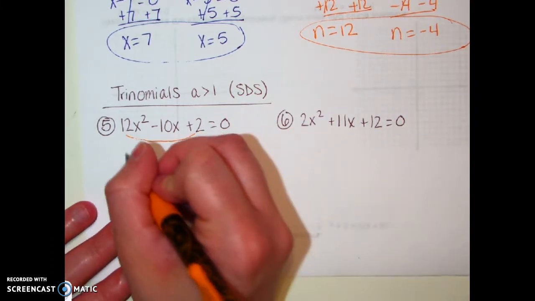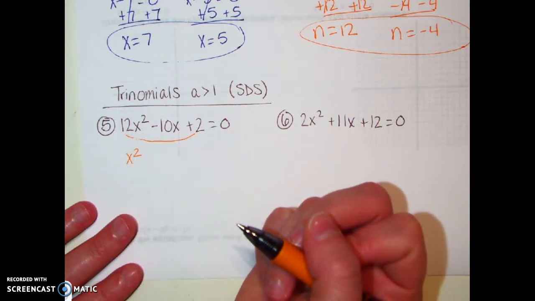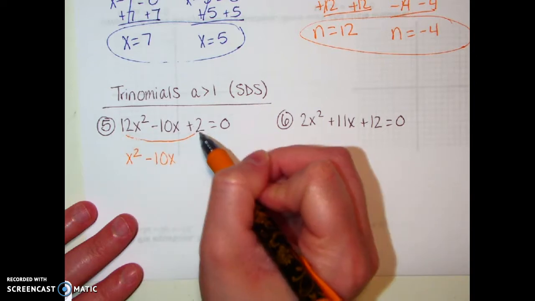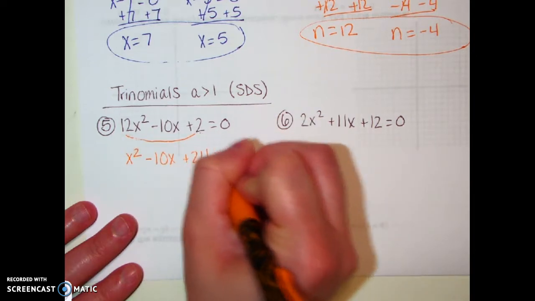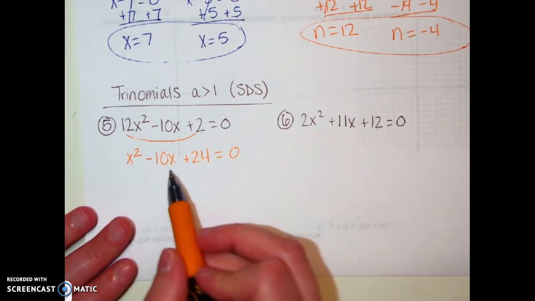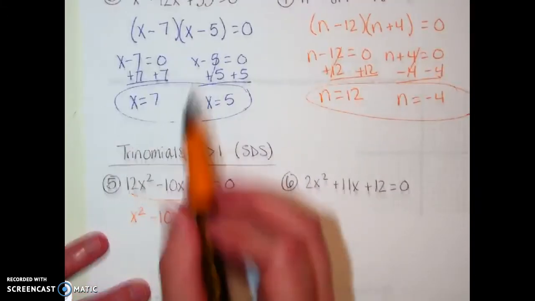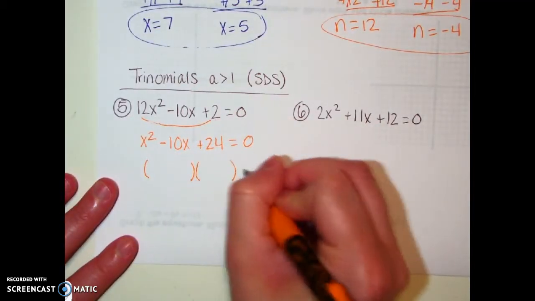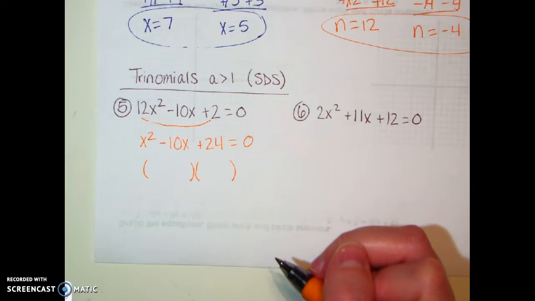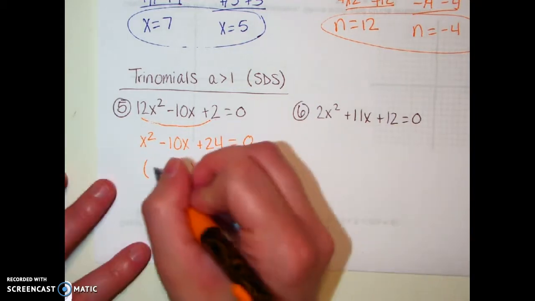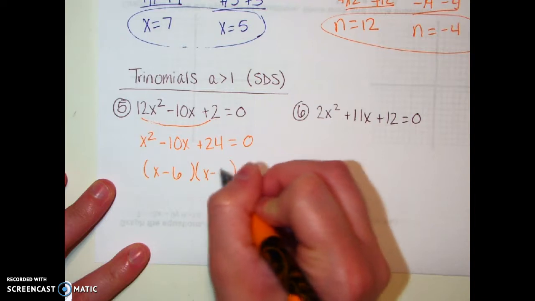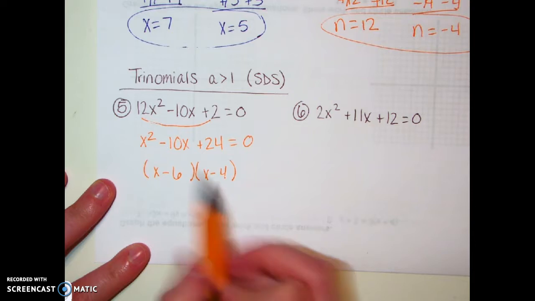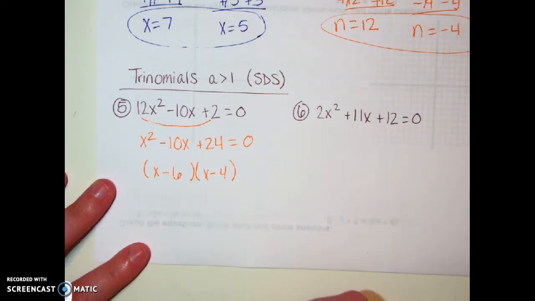And then, so now I have x squared, because that 12 has moved for a little while, minus 10x. 12 times 2 is 24. Okay, now I'm going to factor this like I did up here, like this. That is going to be, let's see, x minus 6, x minus 4. Negative 6 times negative 4 is a positive 24. Negative 6 minus 4 is negative 10. So I did the slide.